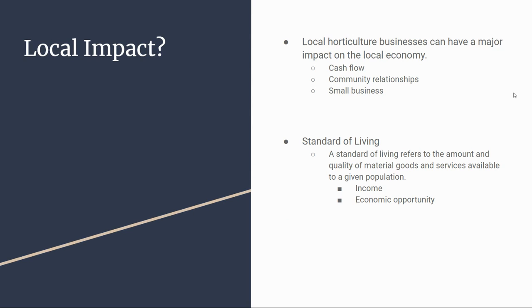All right, so local impact. Local horticulture businesses can have a major impact on the local economy. We can look at cash flow, you can look at the relationships of the communities, and also the success of small businesses, which in turn makes the community stronger. Standard of living. The standard of living refers to the amount and quality of material goods and services available to a given population. And this includes income and economic opportunity. So all this deals with community growth, I guess is the word I'm looking for, the strength of the community, and the impacts that small businesses or individuals may be having on growing their community.